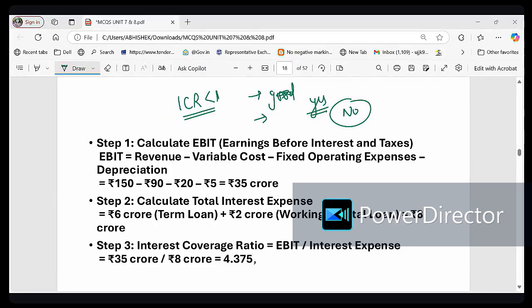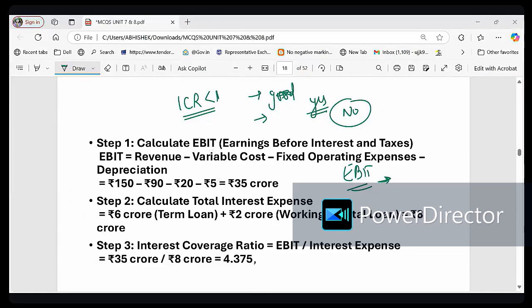So basically, if we talk about the ICR, let me just revise what we have discussed. This EBIT tells us how much a company earned before paying interest and tax. And interest coverage ratio means EBIT upon interest. So if ICR is less than 1, what does it mean? So it means obviously no. Yes, very good. It means the bank will not extend the loan.